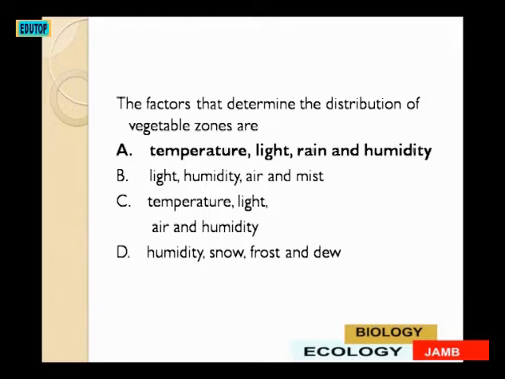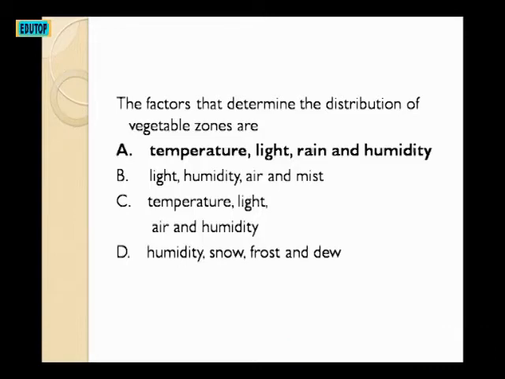C, temperature, light, air and humidity. D, humidity, snow, frost and dew. Temperature, very important. Light, very important. Humidity, very important. Rain, very important.